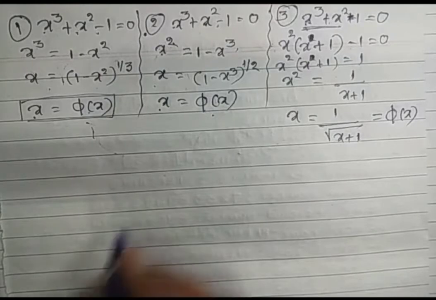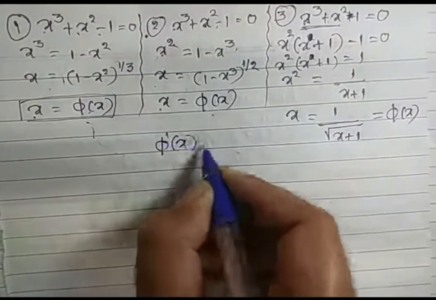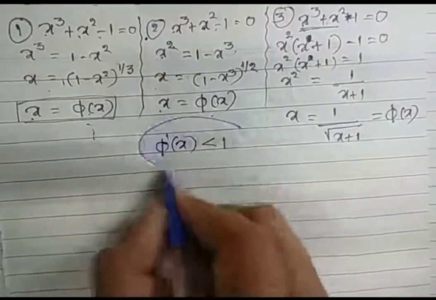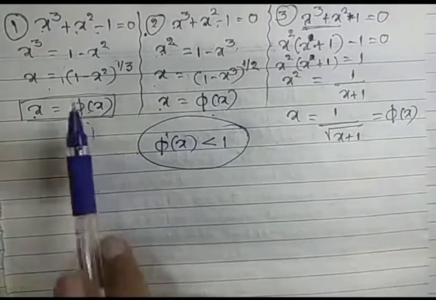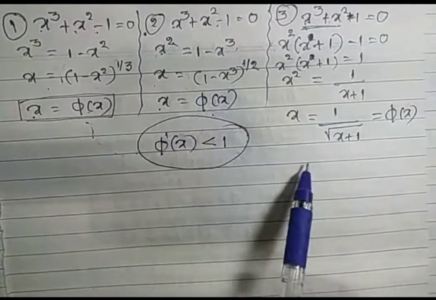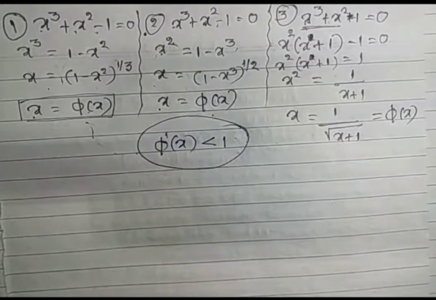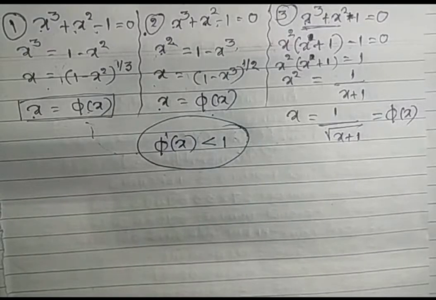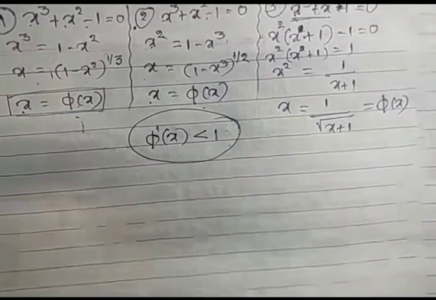That depends on the condition: pi dash of x should be less than 1. This is the important condition. These are the pi of x functions. We need to take the derivative. If your derivative is less than 1, then that equation we can consider for further simplification. So let us find the derivative of these three equations.